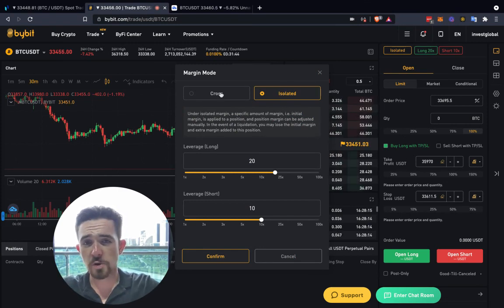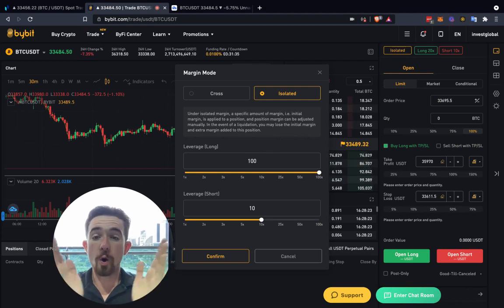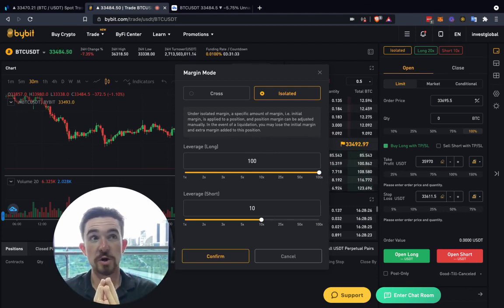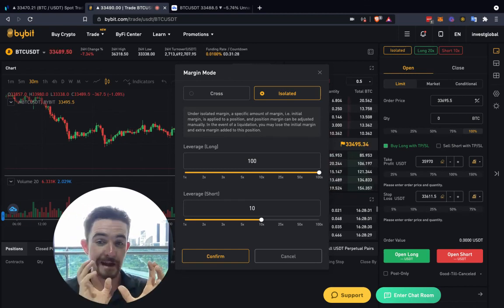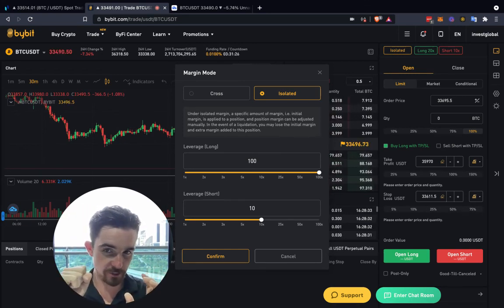Leverage, so isolated and cross is very, very important. So isolated means whatever leverage you set, let's say you're going to do 100x leverage, right? That's all you're going to risk. So you know the exact risk. Let's say you're trading with $100 and you do 100x leverage. You're now trading with $10,000, right? So your potential liquidation is that $100.